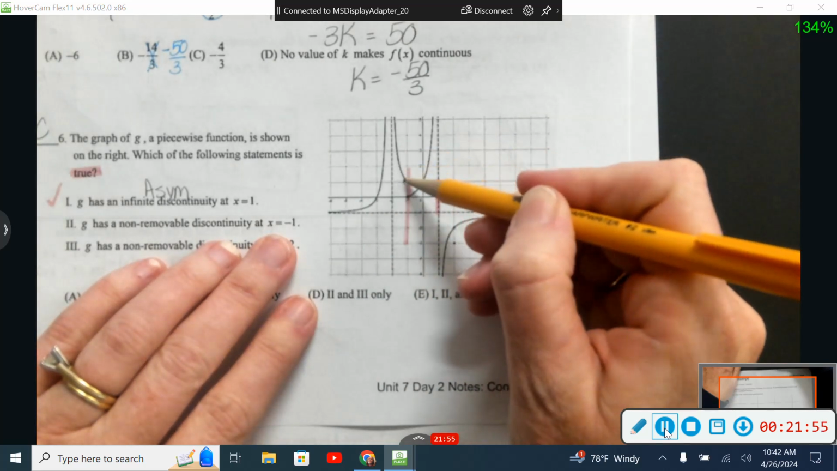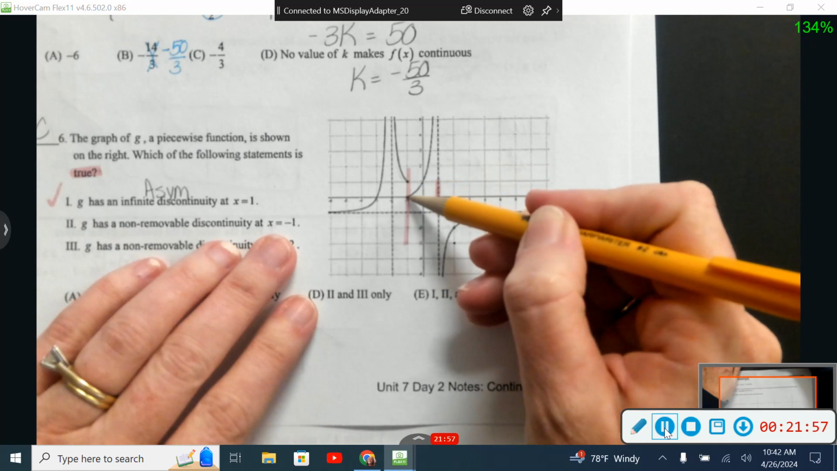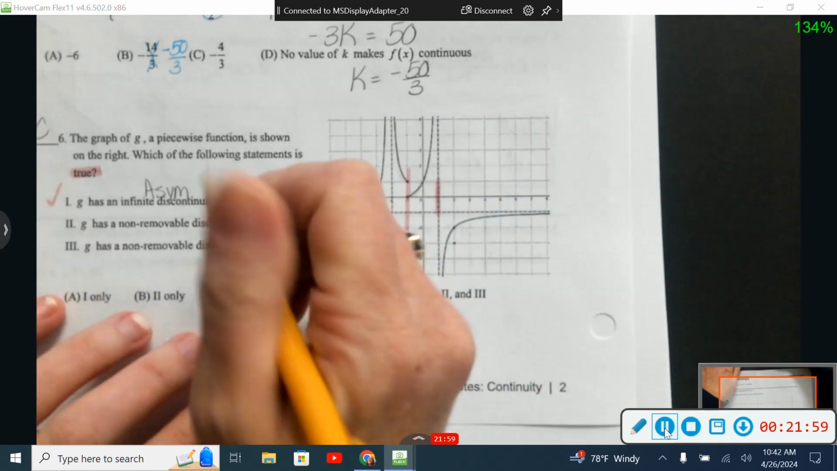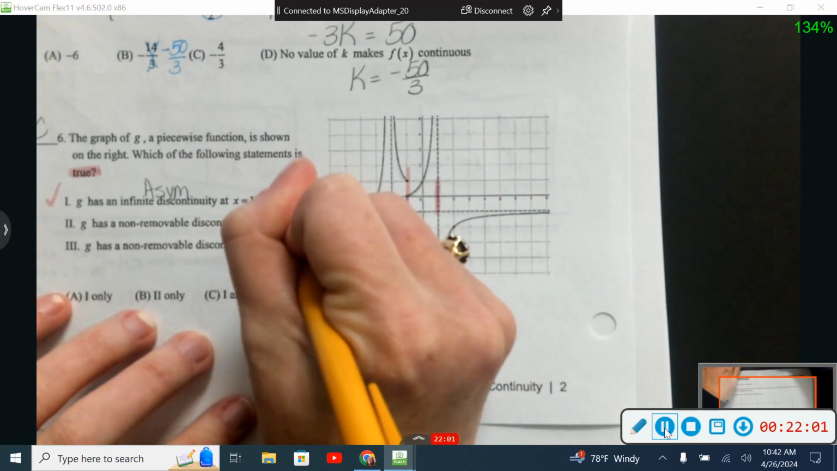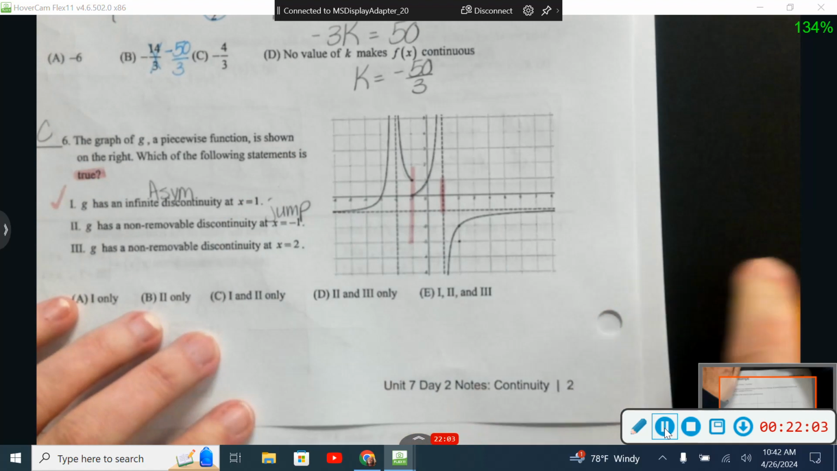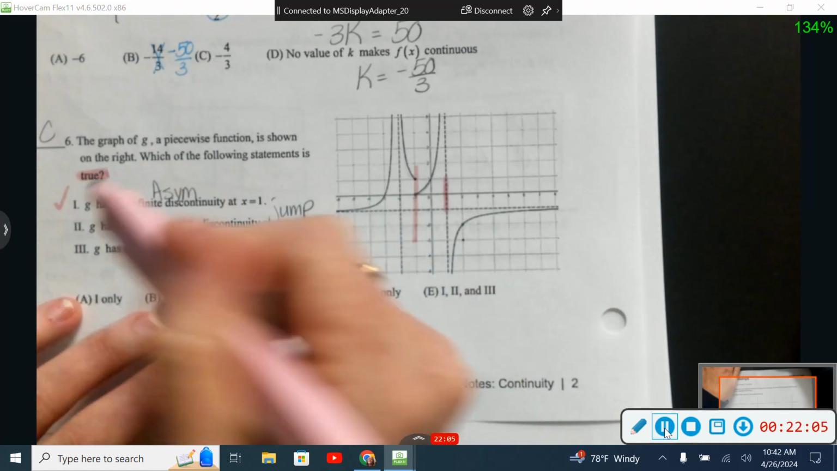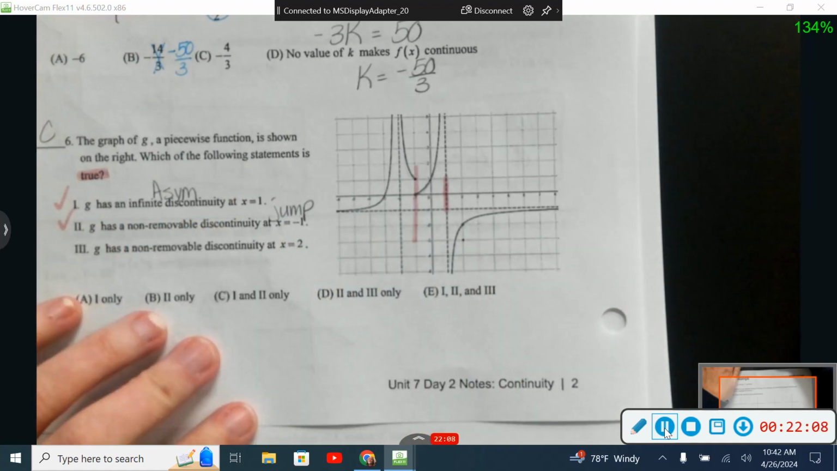So the piecewise function comes here. I have to jump to the other piece and go over here. So this one does have a jump on it, which is non-removable. So that one is correct.